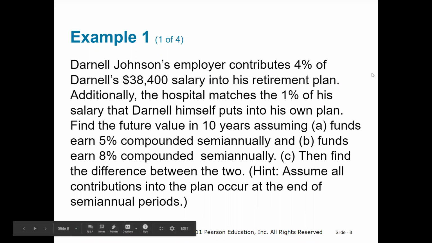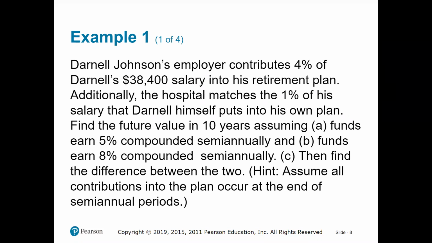Okay, so let's look at an example. Darnell Johnson's employer contributes 4% of Darnell's $38,400 salary into his retirement plan. Additionally, the hospital matches the 1% of his salary that Darnell himself puts into his own plan. Find the future value in 10 years, assuming that A, funds earn 5% compounded semi-annually, and B, funds earn 8% compounded semi-annually. Then find the difference between the two. Hint: assume all contributions into the plan occur at the end of the semi-annual periods.